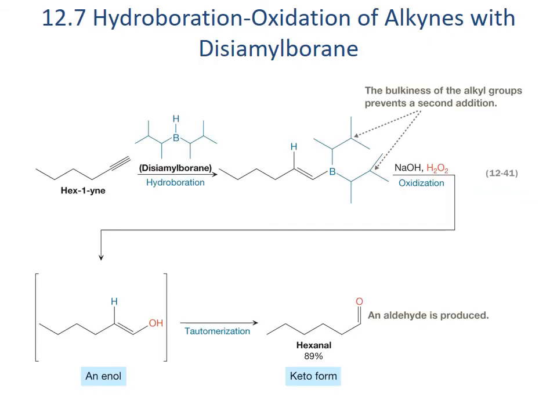Dicyamylborane, an abbreviation for disec-isoamylborane, can be used instead because the large sec-isoamyl groups only allow for a single addition. Subsequent oxidation gives us a terminal enol. Keto-enol tautomerization of this molecule doesn't give a ketone, it gives the aldehyde instead because it's terminal.